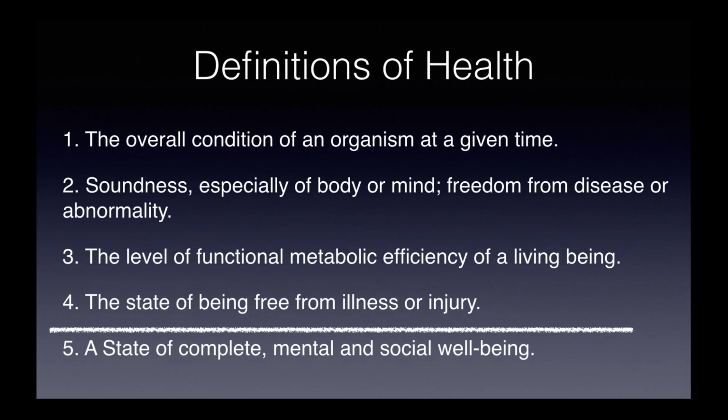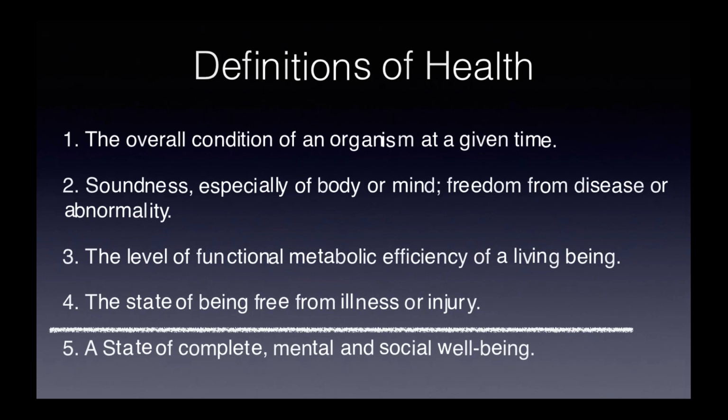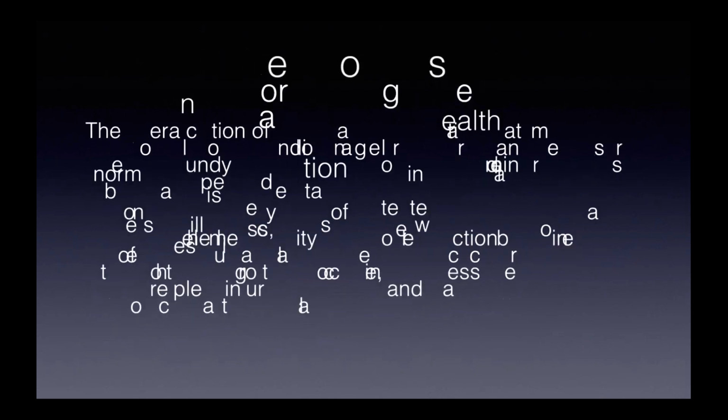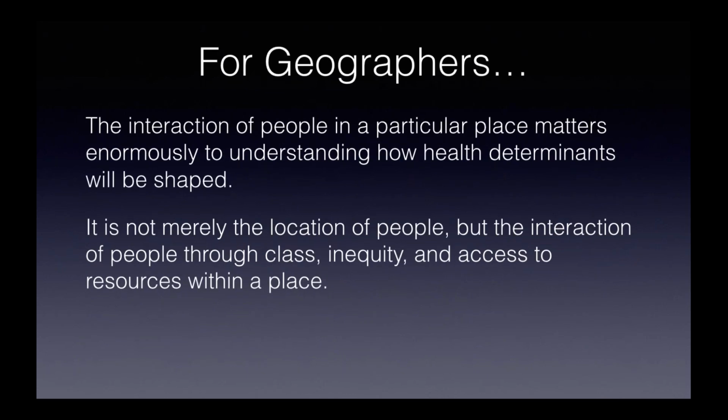So that's where we come to the fifth definition, the state of complete mental and social well-being. That's what the WHO encourages us to think about health, but do we really understand what creates a state of health? All the factors that go into that? Or do we often view health as just simply an absence of illness and then treating it in that way? So for geographers, the interaction of people in a particular place matters enormously to understanding how health determinants will be shaped. It's not merely the location of people, but the interaction of people through class structure, through inequity and access to resources within a place.